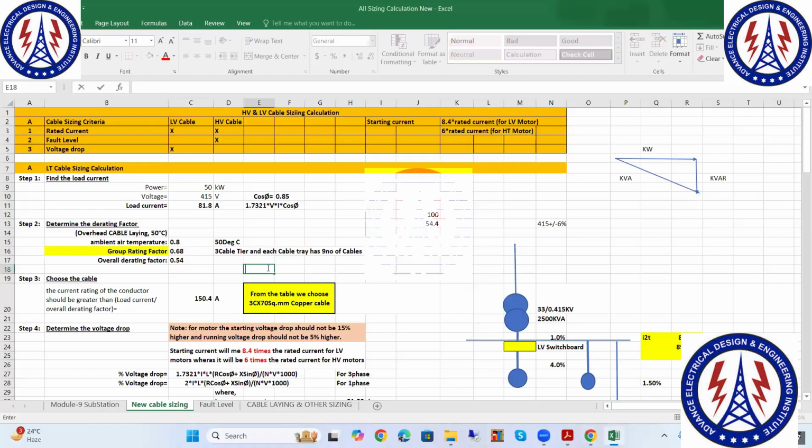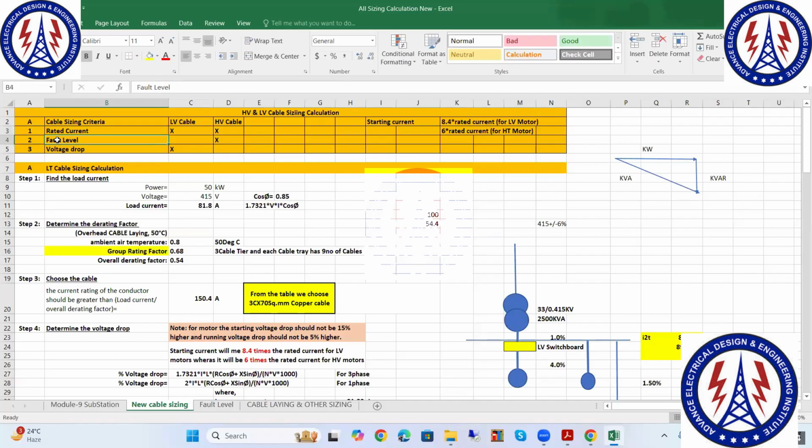Okay. Now the sizing part. Sizing, we all know in electrical, depends on the load. If the load is higher, definitely our equipment size will change. The same will happen for the cable as well. Cable sizing basically depends on three criteria. One is rated current, second is fault level, third is voltage drop.